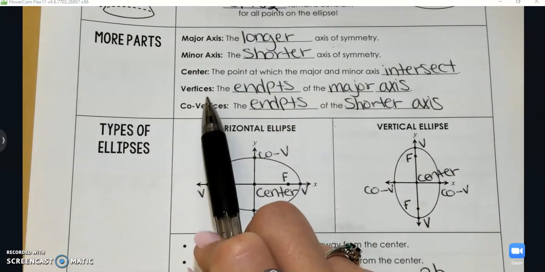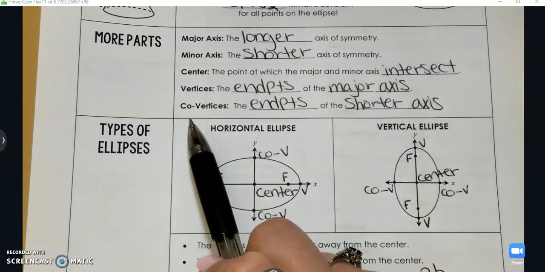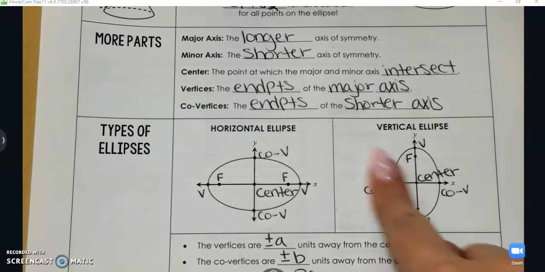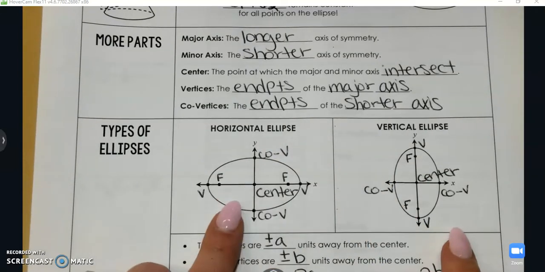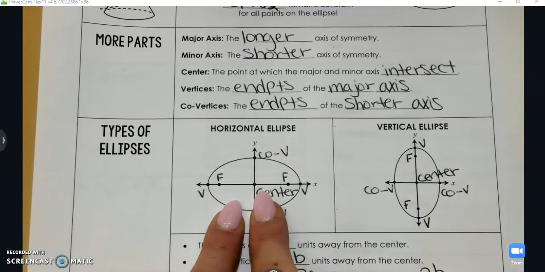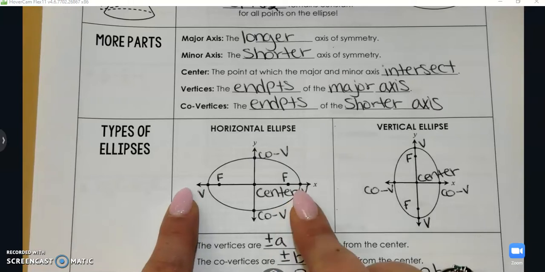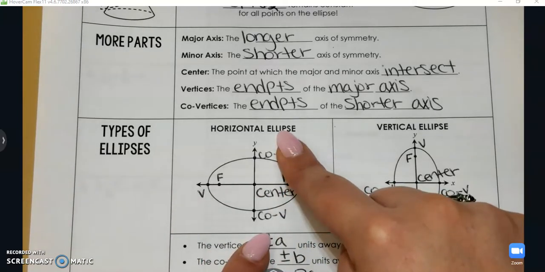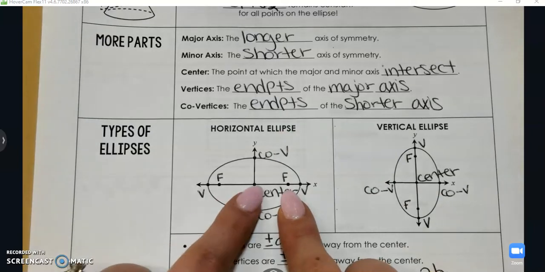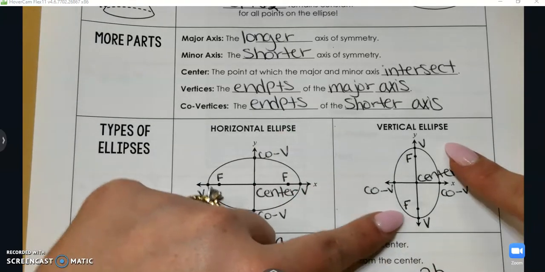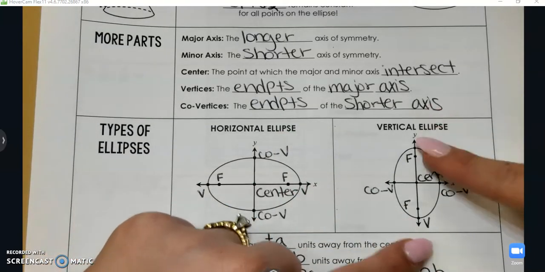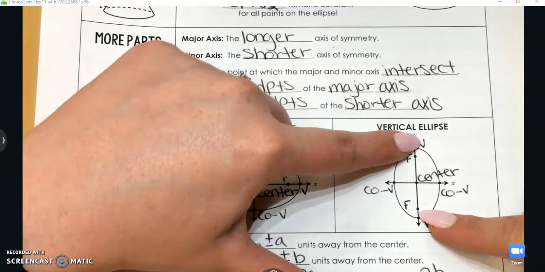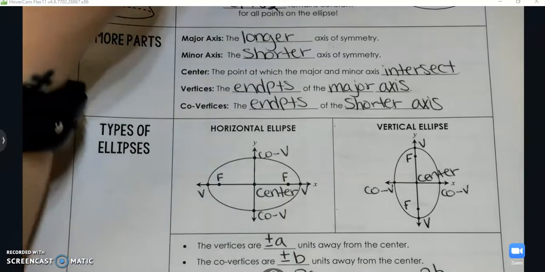Then we have our vertices, which are at the endpoints of the major axis, and the co-vertices, which are at the endpoint of the shorter axis. And here are some labeled diagrams for both our horizontal and vertical ellipse. Again, in a horizontal ellipse, we have the center. The vertices are along that horizontal line, and the co-vertices are vertical. Then the foci are in between the center and the vertices. Same thing for a vertical ellipse, except it's stretched vertically. So we have our vertices, our co-vertices, and the foci are in between the center and both of those vertices.